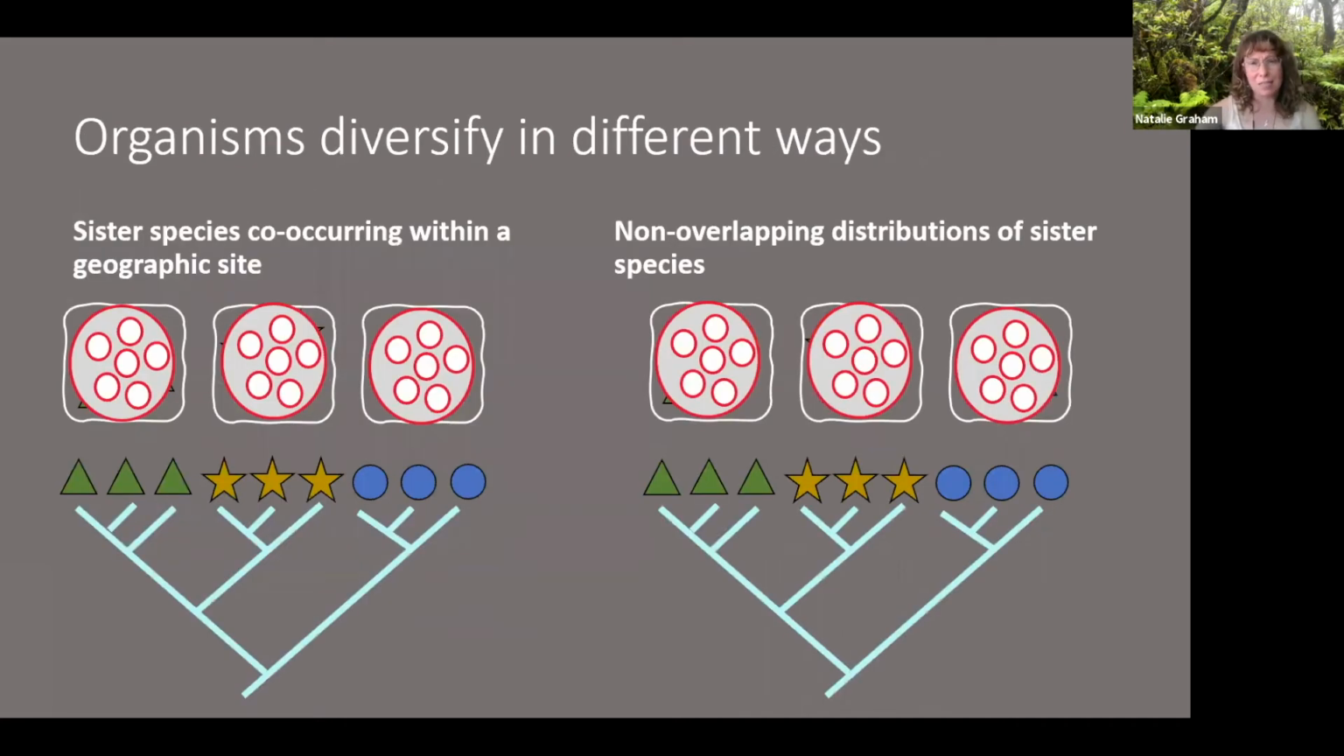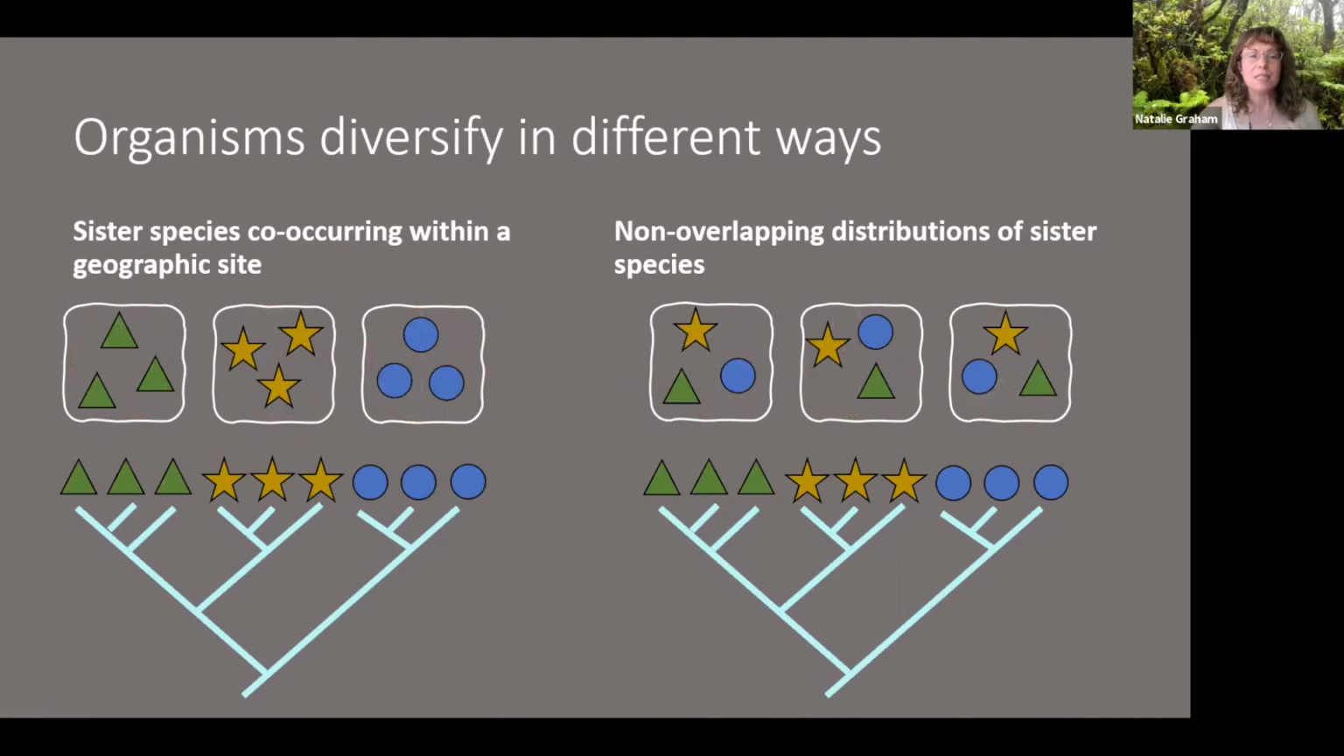So just to expand on this a little bit more, we know that organisms are going to diversify in different ways. We can look at these six hypothetical different communities. We might find sister species, represented, for example, by the green triangle, all in the same community together, co-occurring within a geographic site. Alternatively, we might have non-overlapping distributions of sister species. Here the closest relatives are not found in the same community. They're distributed across geographic space, or they're dividing up the geographic space, and they instead are found with things that are not their closest relative.